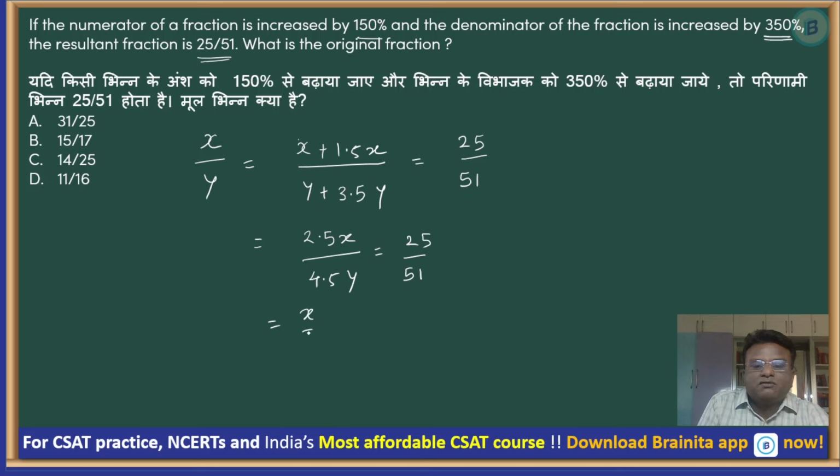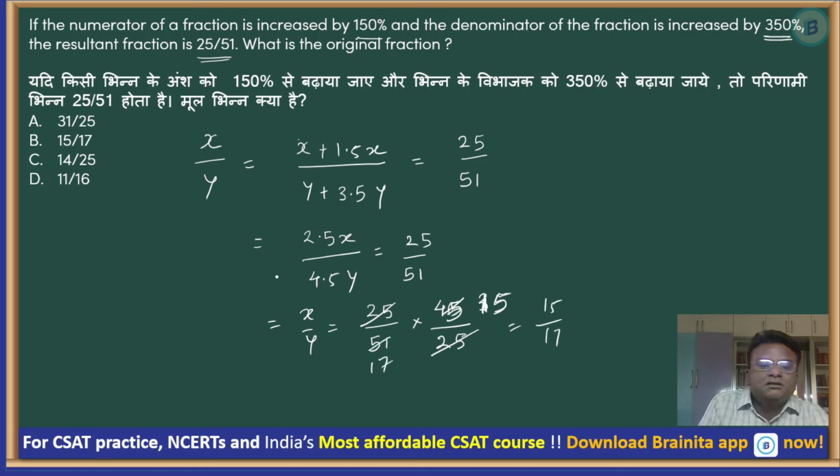So x by y is equal to 25 by 51 multiplied by 4.5, or let us say 45 by 25. So 25 I can cancel, and I can see that 15 we divide, it becomes 15, and this is 17. This comes as 15 by 17. Your answer, option number B.